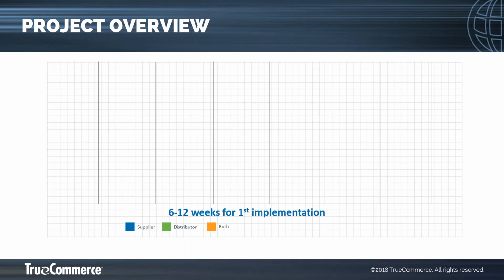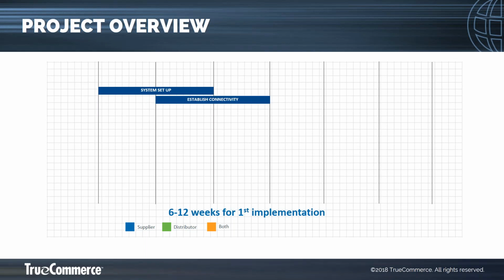Now, looking at what it takes to put VMI in place, TrueCommerce Data Alliance uses a replicable methodology that will make sure that you get fast return and fast results. Basically, and this is a bit of a spoiler with the 6 to 12 weeks appearing right now, every column in here represents 1 week. We will start with a system setup on the supplier side.